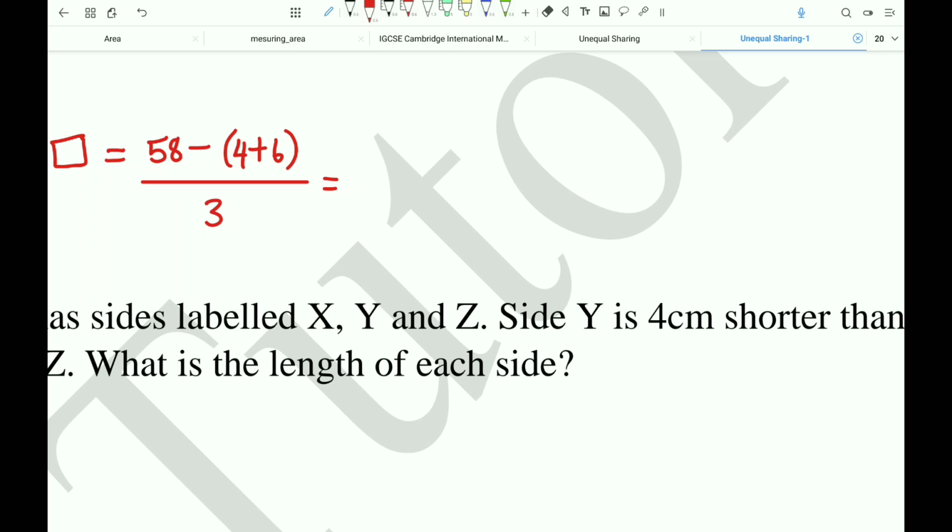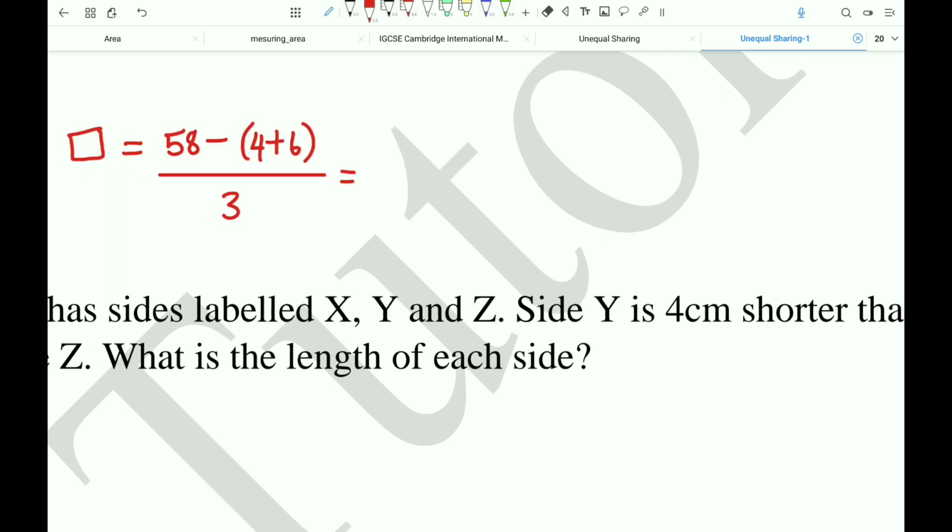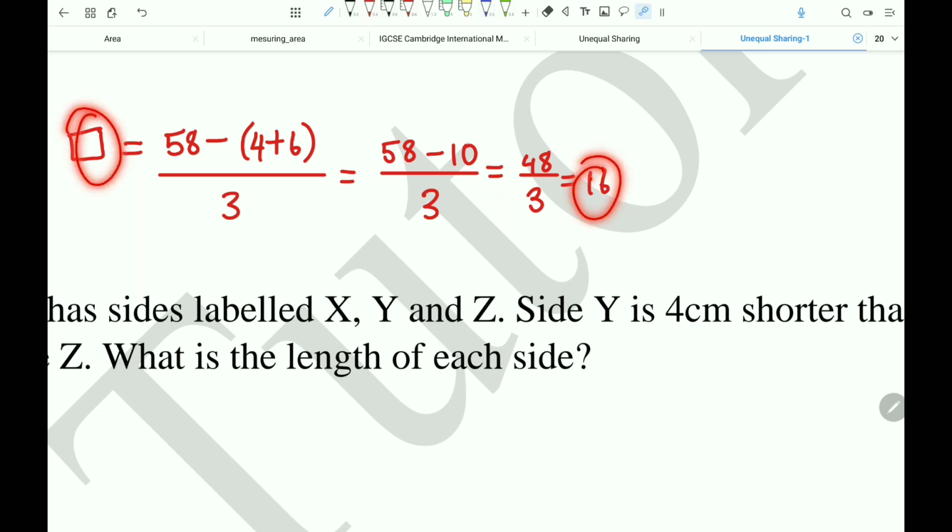And this would give us a value of 1 box. So what we do is we work out what's in the brackets first. So we have 58 minus 4 plus 6, which is 10, and we'll put that all over 3. Next, 58 minus 10, so we'll work out the numerator first. 58 minus 10 is 48. 48 divided by 3 is 16. So this working tells us that the value of box is equal to 16.